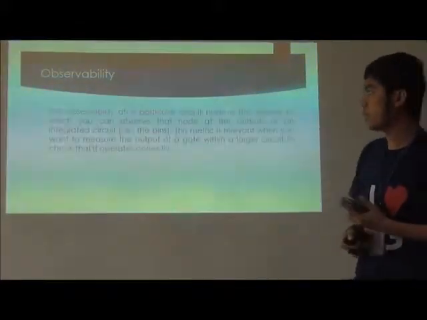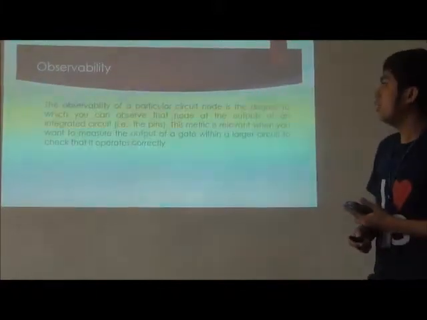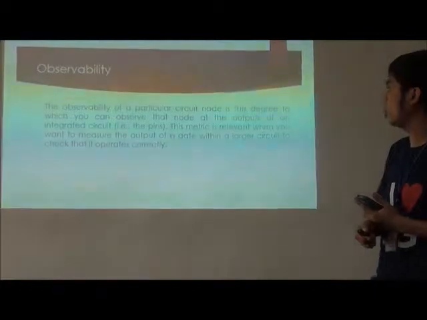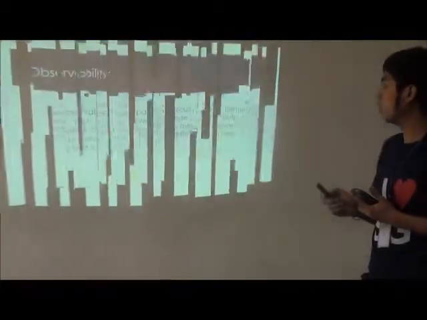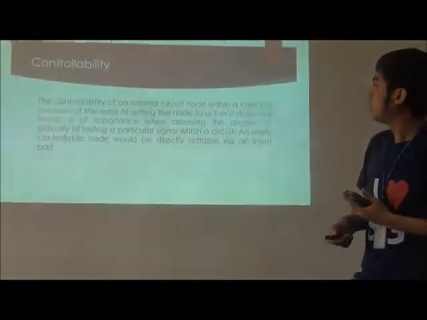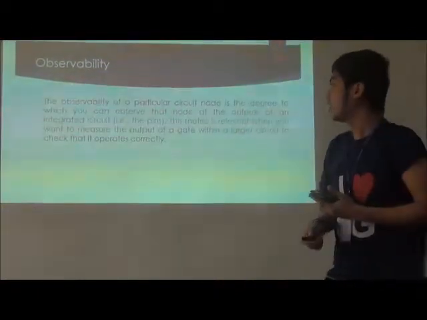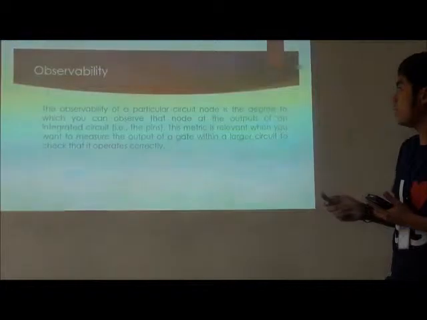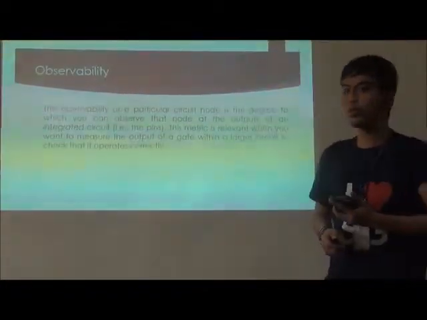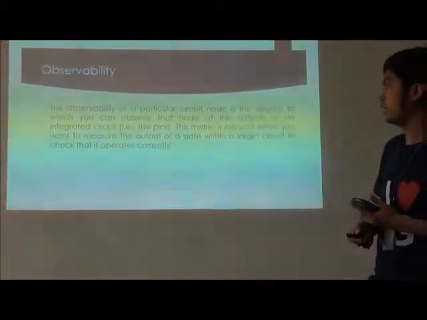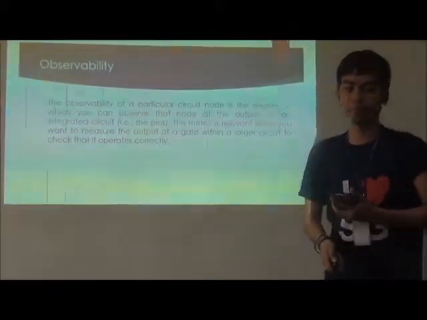First is the observability. Observability of a particular circuit node is the degree to which you can observe that node at the outputs of an integrated circuit, for example, the pins. This metric is relevant when you want to measure the output of a gate within a larger circuit to check it operates correctly.